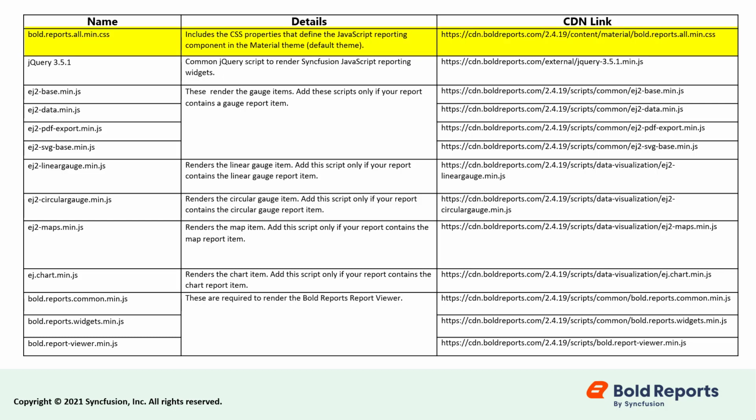Bold.reports.all.min.css includes the UI theme for the JavaScript reporting control. jQuery 3.5.1 is a common jQuery script that is used to render the JavaScript reporting widgets and the report viewer control. ej2base.min.js, ej2data.min.js, ej2pdfexport.min.js, and ej2svgbase.min.js are used to render the gauge item. ej2lineargauge.min.js renders the linear gauge report item. ej2circulargauge.min.js renders the circular gauge report item. ej2maps.min.js is used to render the map report item. ej.chart.min.js renders the chart report item.